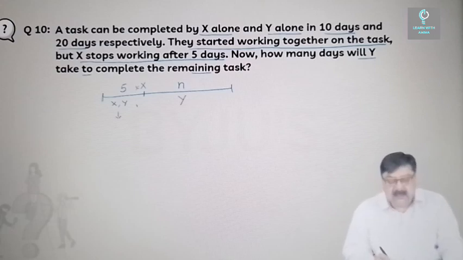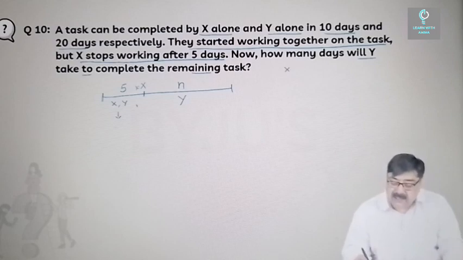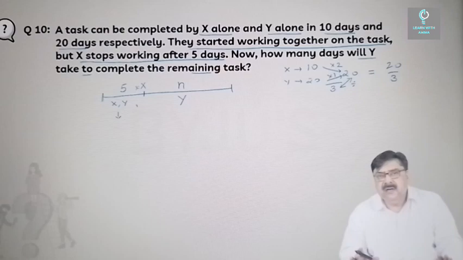So let us convert this into an equation. So 5 days work of X and Y. Let us find out what is the combined efficiency of X and Y. For that we use the LCM method. X can complete a work in 10 days. Y can complete the same work in 20 days. LCM is 20. This is 2. This goes by 1. This is 3. 20 divided by 3. So this is what we get. Let us not convert it into a mixed fraction, 6 2 by 3. Not required, because we need to perform some calculations here.